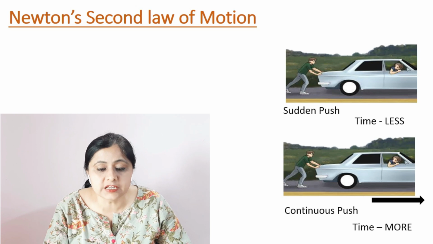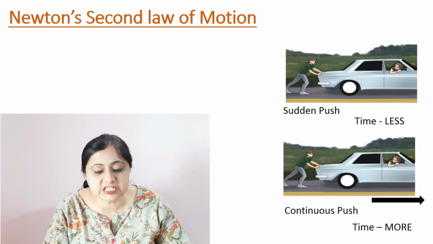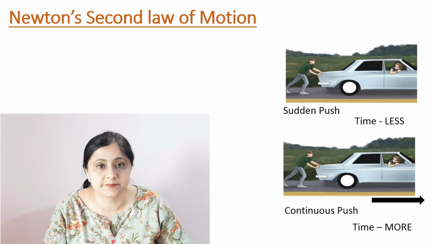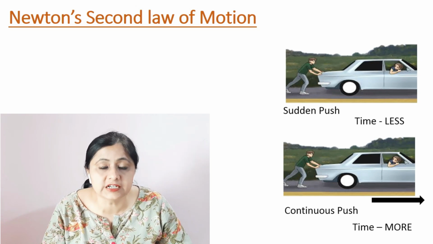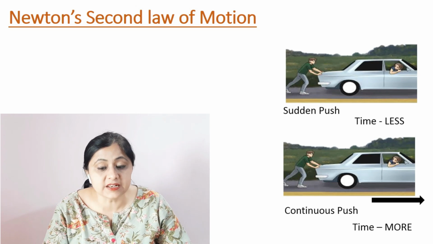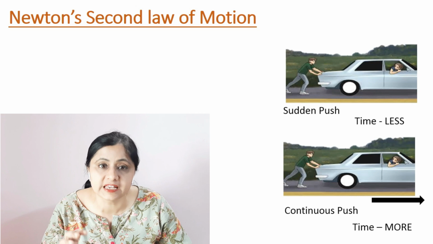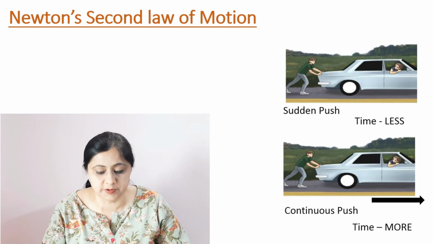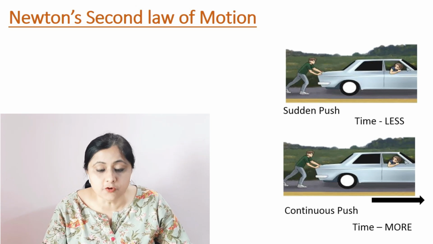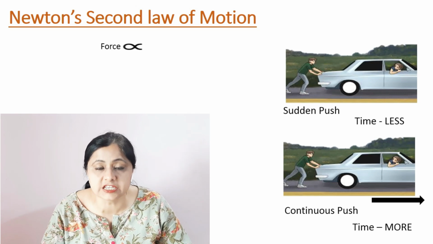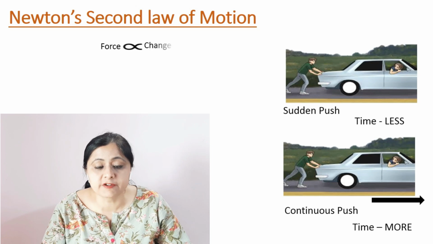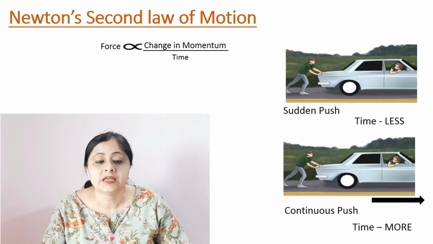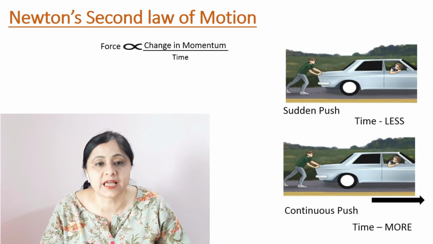So Newton's second law of motion means that the change of momentum does not depend only on what force you have applied. It also depends on for what time period you have applied the force. Like in the first case, you applied the force for a shorter time period, and in the second case, for a longer time period. So we can say that the force is directly proportional to change in momentum, divided by time, because the change in momentum depends on the time period for which you are applying the force.